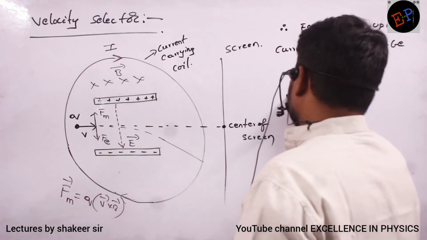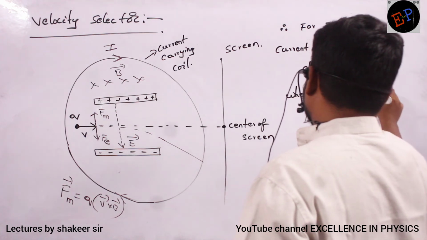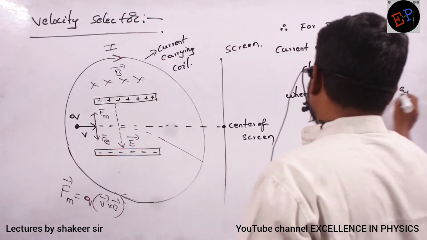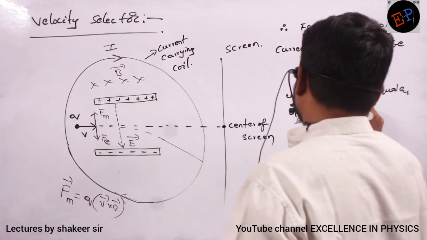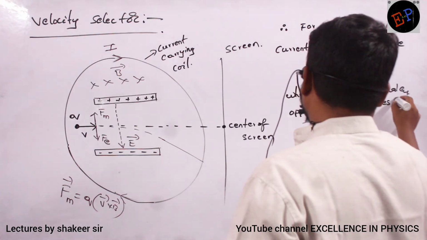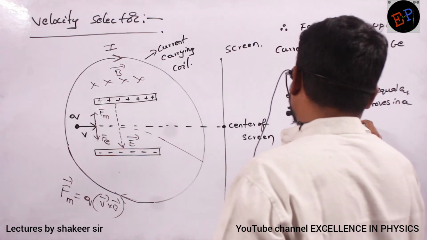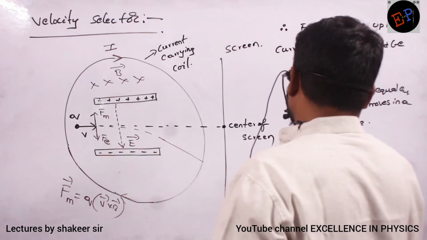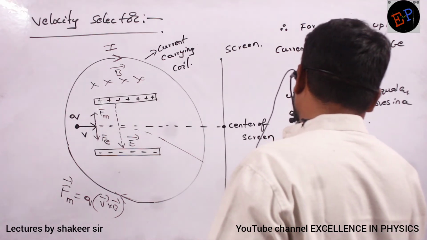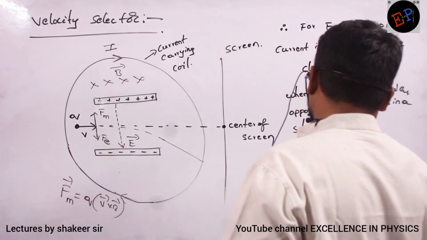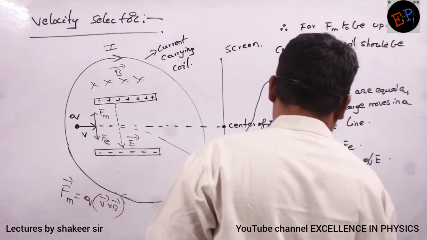Okay? When Fm and Fe are equal and opposite, charge moves in a straight line. Therefore, Fm is equal to Fe. Fm, QVB sin 90 is equal to Q into E. Q, Q get cancelled. V is equals to E by B.